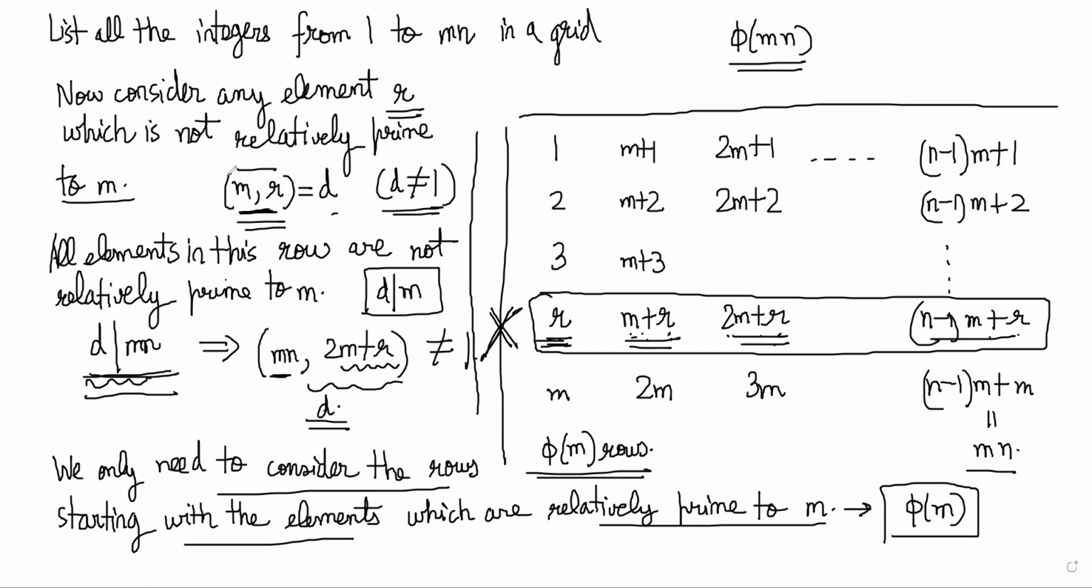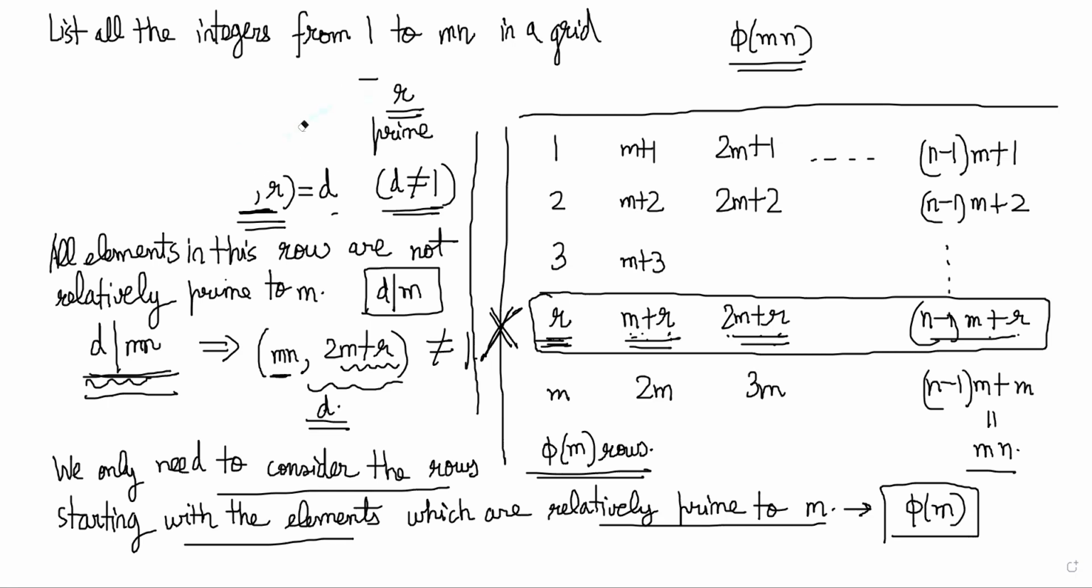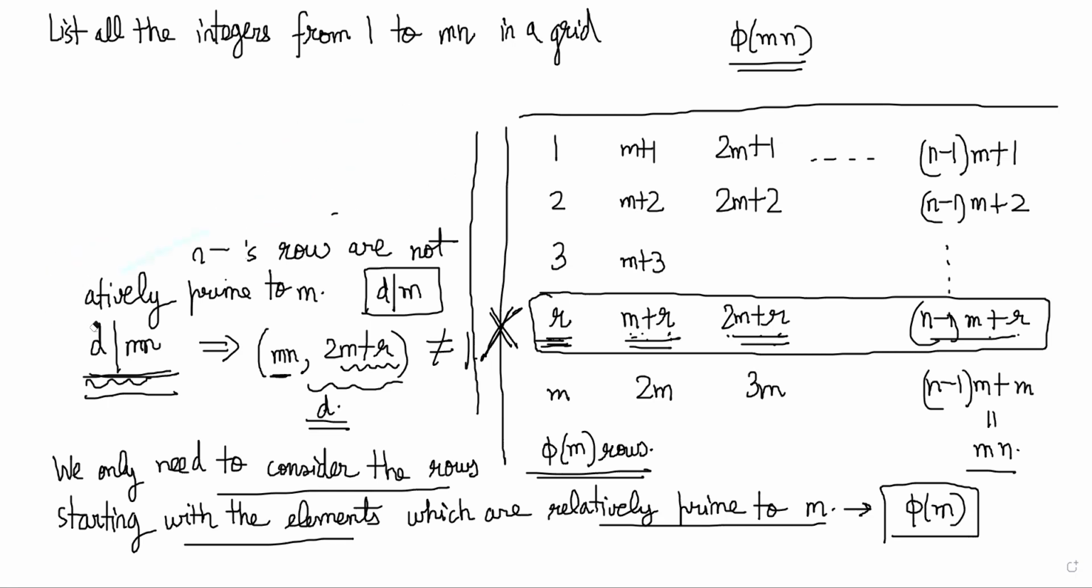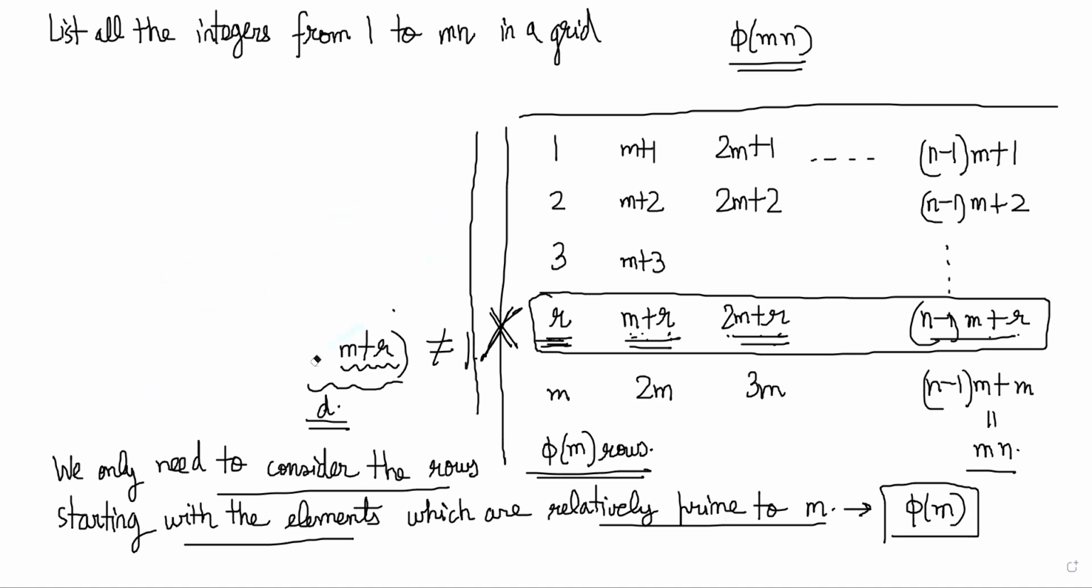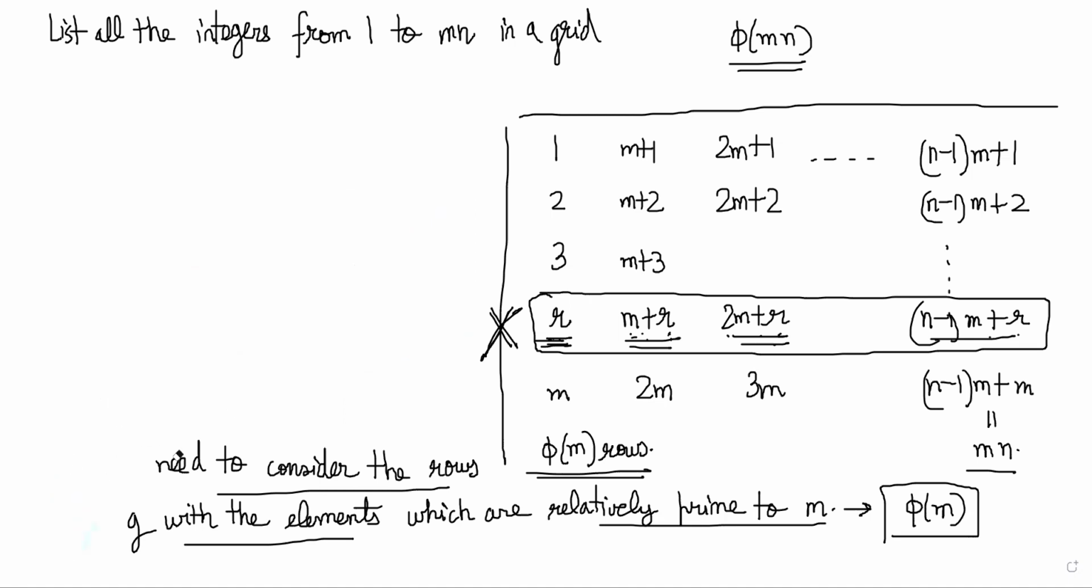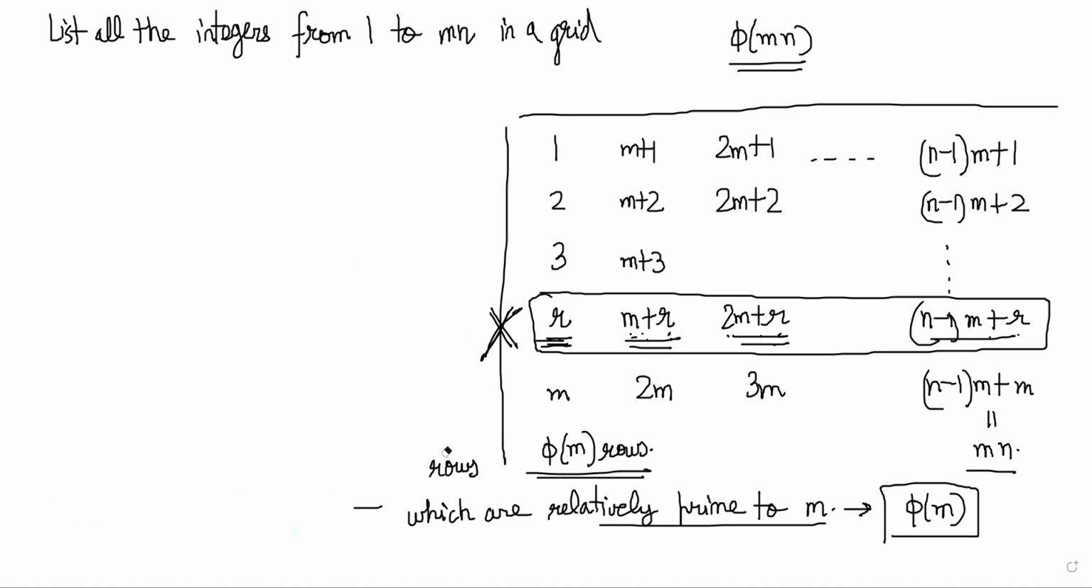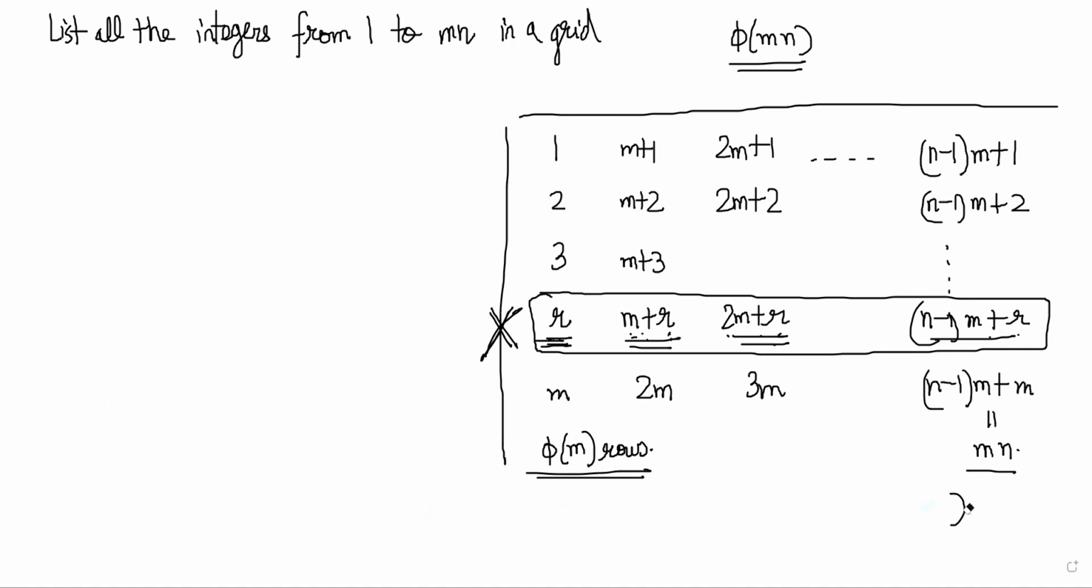So we have figured out which rows to count and which rows to exclude, right? We have phi of m rows which we can count, okay? Now we'll focus our attention on elements inside a particular row, right? Let's go to a row which starts with an element which is relatively prime to m. And in those rows, we are going to count which ones are overall relatively prime to mn, right?